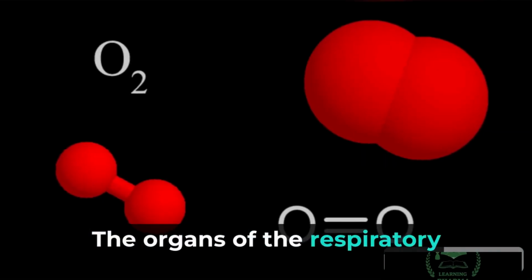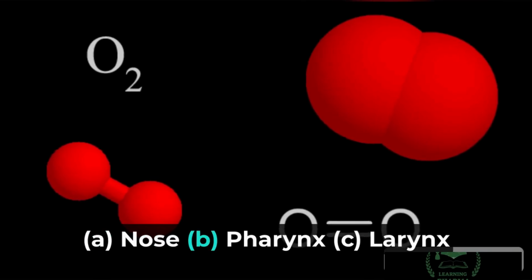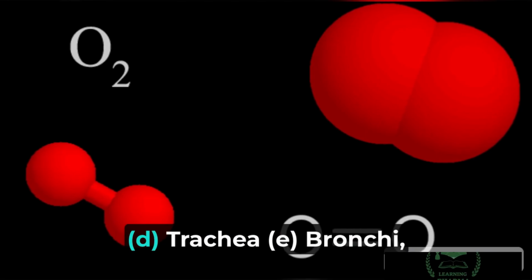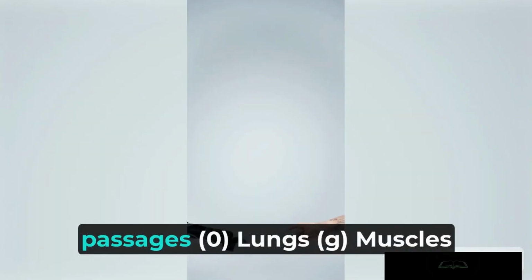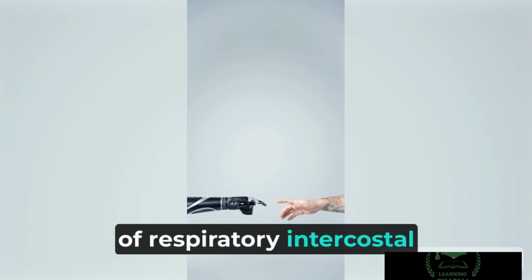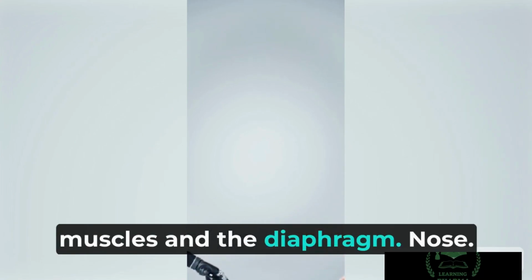The organs of the respiratory system are: A. Nose, B. Pharynx, C. Larynx, D. Trachea, E. Bronchi, bronchioles and smaller air passages, F. Lungs, G. Muscles of respiration: intercostal muscles and the diaphragm.